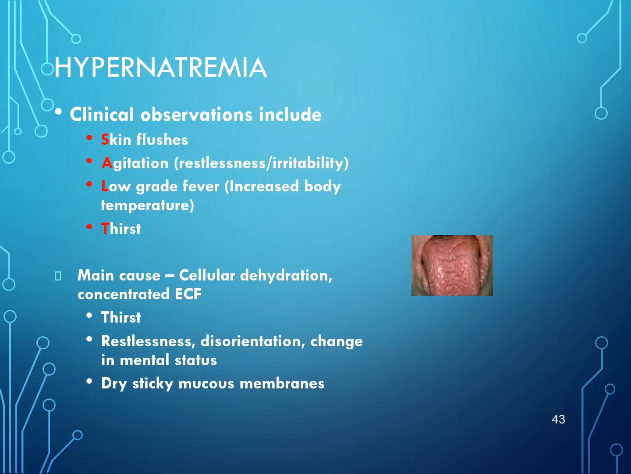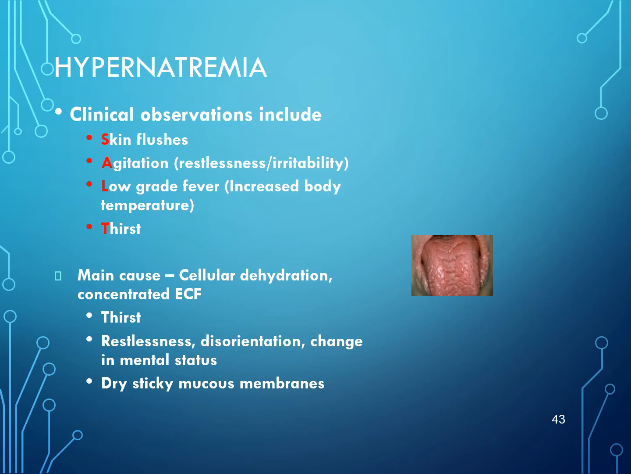Clinical observations include skin flushing, agitation, restlessness or irritability, low-grade fever, increased body temperature, and thirst. The main cause is cellular dehydration, concentrated extracellular fluid. So thirst is going to be intense due to stimulation of the hypothalamus and increased osmolality. The very ill and older adults may have impaired thirst mechanisms and may not show this as a sign.